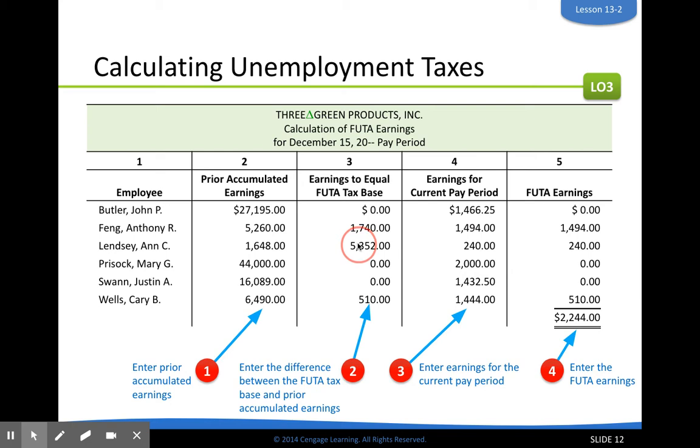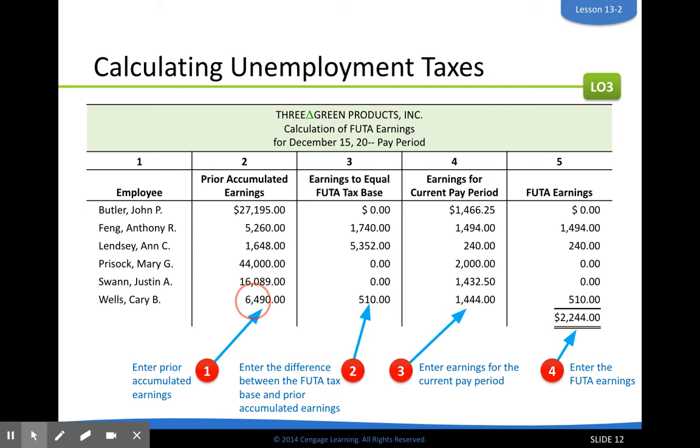Next employee has a long ways to go. They've only made 1,648. So they've got 5,000 plus to go before reaching 7,000. They only made $240 this paycheck, so they pay federal unemployment tax on all 240. The next two employees, they've made well over 7,000, so they don't have to pay unemployment tax on those employees.